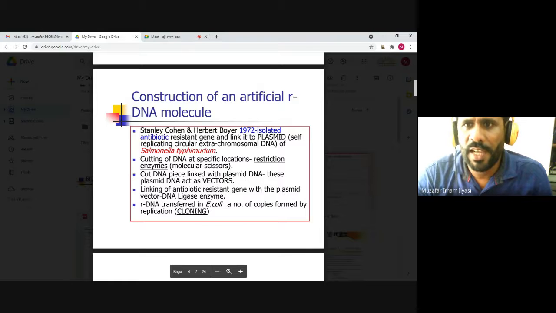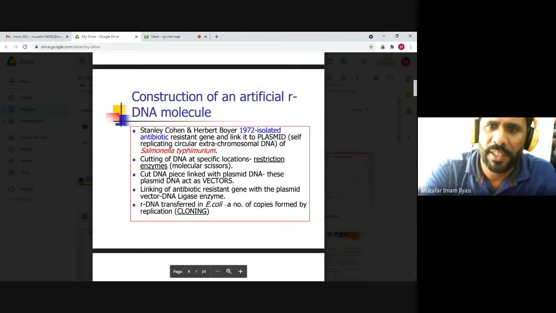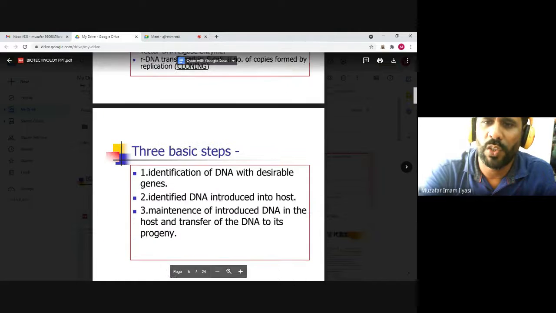Cutting of DNA at specific locations by restriction enzymes, which are called molecular scissors or natural scissors. The cut DNA piece is linked with plasmid DNA. These plasmid DNA act as vectors. Linking of the antibiotic resistant gene with the plasmid vector is done by the DNA ligase enzyme. Recombinant DNA is transferred into E. coli, and a number of copies are formed by replication, which is called cloning.